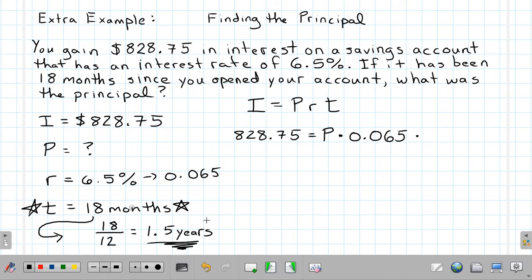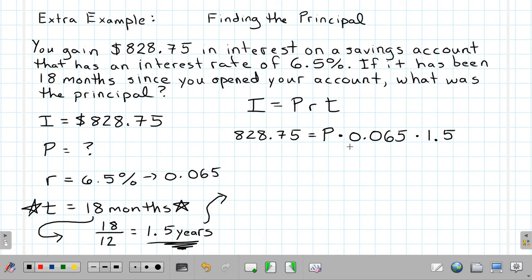Okay, so years is what we have to plug in. Instead of 18, we need to plug in 1.5. And once again, how I did that: if I have months, I can take the number of months and divide it by 12, since there are 12 months in a year. 18 divided by 12 gives us 1.5 years.